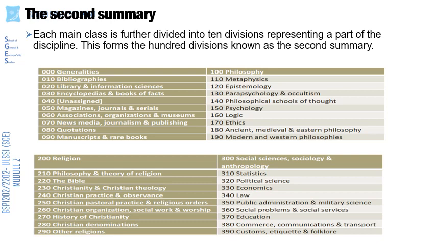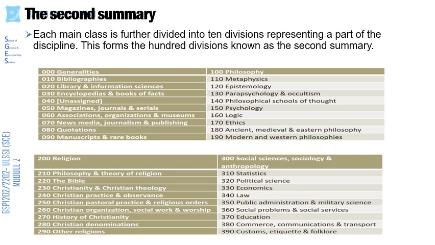Under religion, we have 210, which is philosophy and theory of religion. We have 220 the Bible, 230 Christianity and Christian theology, 240 Christian practice and observance, 250 Christian pastoral practice and religious orders, 260 Christian organization, social work and worship, 270 history of Christianity, 280 Christian denominations, 290 other religions. So Christianity has been given more priority because those who produced the scheme are Christian. So they only give one subclass to other religions. So other religions will fall in 290.